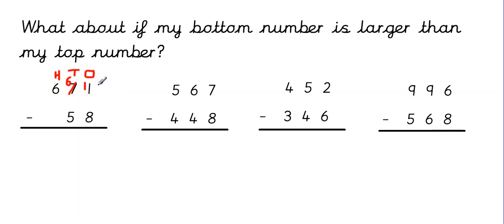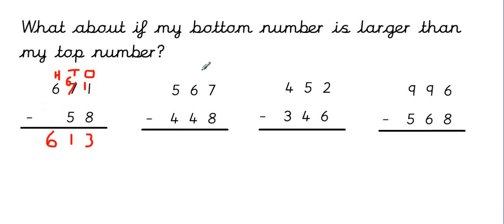Then I'm going to go back to my ones column. I'm going to do 11 minus 8. So I'm going to put 8 in my head and count up to 11. So 8, 9, 10, 11. So that's 3. I'm then going to move to my tens column and I'm going to do 6 take away 5. I know I can do this because 6 is larger than 5. So 6 take away 5 is 1. And in my hundreds column, I'm going to do 6 take away nothing, which would remain 6.